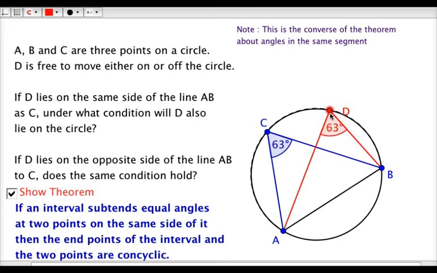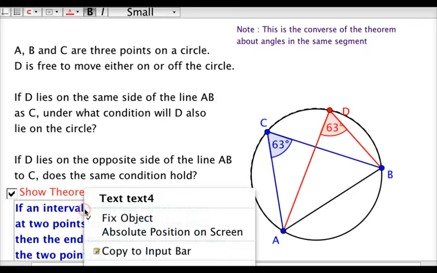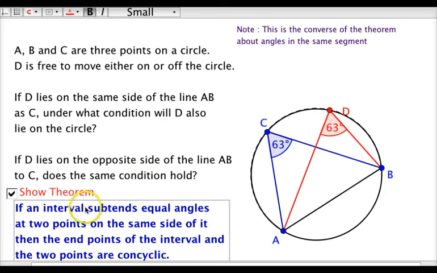Okay, girls? Now this is the converse theorem about angles in the same segment. Or this is the converse theorem of angles at the circumference subtended by the same chord are equal. It's saying if the two angles subtended by that chord are equal, then those points A, B, D, C are concyclic, or those points form a cyclic quadrilateral. Okay? The interval AB, for example. So you can write if the interval AB subtends equal angles at 2 points on the same side of it, then the endpoints, then you can say ABDC form a cyclic quadrilateral or are concyclic. We say cyclic quadrilateral or concyclic points. Points are concyclic and the quadrilateral is cyclic.